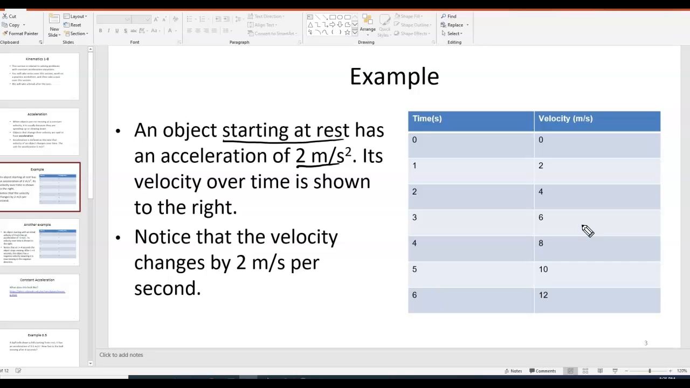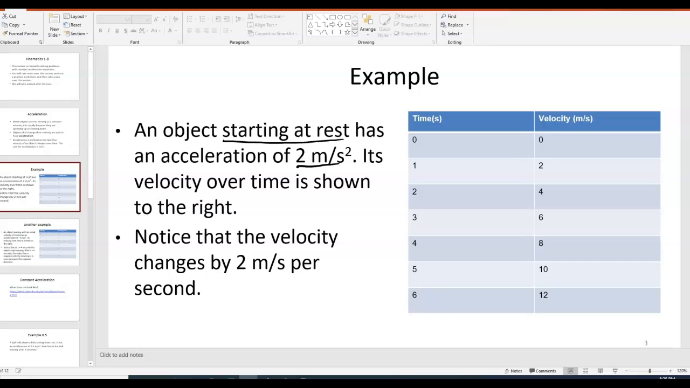The velocity is changing by that number every second. Okay, so you can see over here, after 6 seconds have passed, the velocity is now 12 meters per second. So this object is basically starting off not moving, and it's speeding up in the positive direction. Okay, but this acceleration has nothing to do with how fast it's moving. It's just telling us how fast the velocity is changing per second.